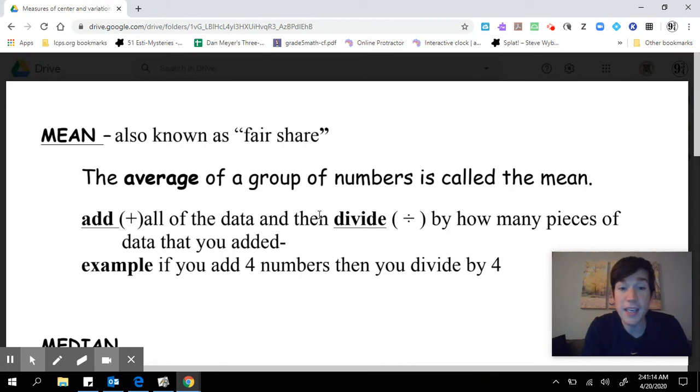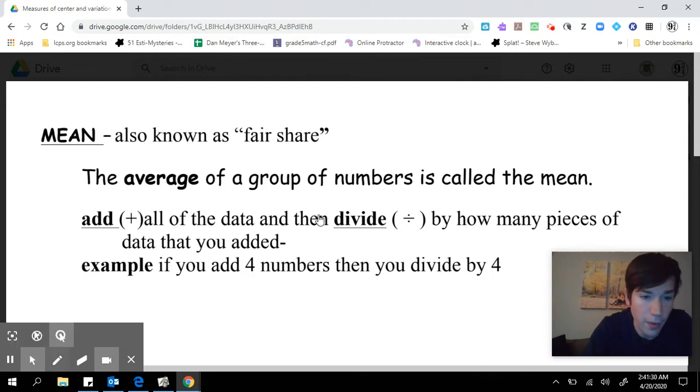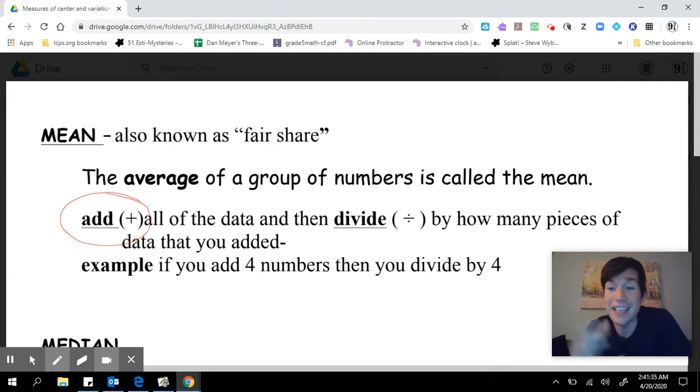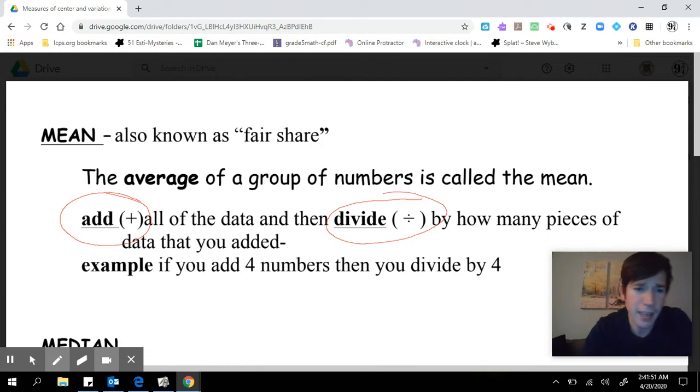Starting off, the mean is the average in a group of numbers. The average normally measures the number in the center, and we'll talk later about why sometimes the average might not be exactly the center. Now, to find the average of a group of numbers, you add all of the numbers in the data set together, and then you divide by however many pieces of data there are. So for our number set, we would add all of our numbers together, and then we would divide by 5 because there were 5 times that I brushed my teeth.